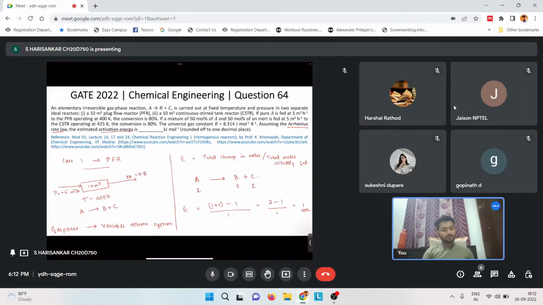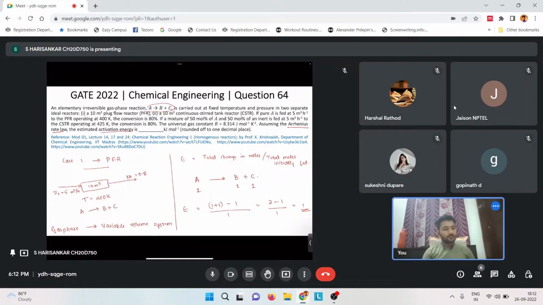If you go through this question, what they have said is they have given us a gas phase reaction, A gives B. This gas phase reaction is carried out in two separate cases, one in a PFR of 10 meter cube volume, the other is a CSTR which is again of 10 meter cube volume. And the difference here is the reaction that is conducted in these PFR and CSTR. In PFR it is conducted at 400 Kelvin and in CSTR it is operated at 425 Kelvin. And they have also said that the conversion is same for both these reactors.